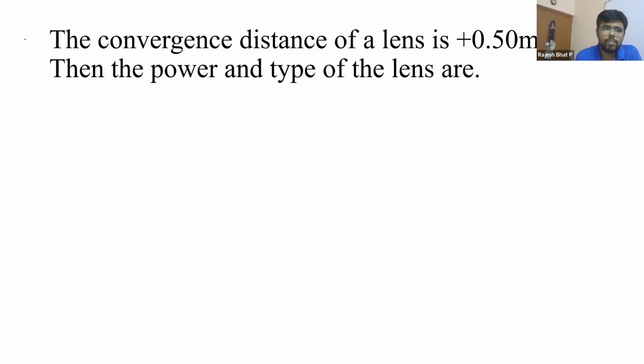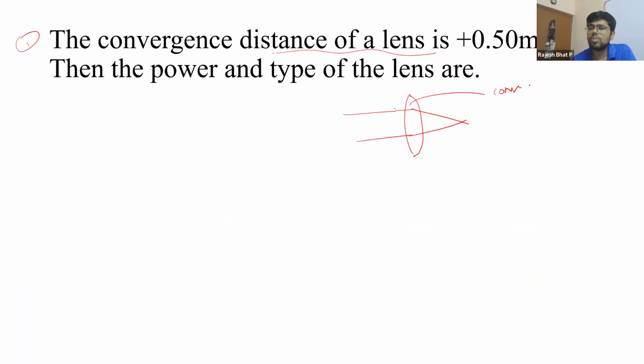First, a 1 mark problem. The convergence distance of a lens, okay, there is one lens, so we are drawing this lens. Only this lens converges. Converging is also called convex lens, also called a converging lens. Concave is called a diverging lens. This is a converging lens. It converges at plus 0.5 meter.